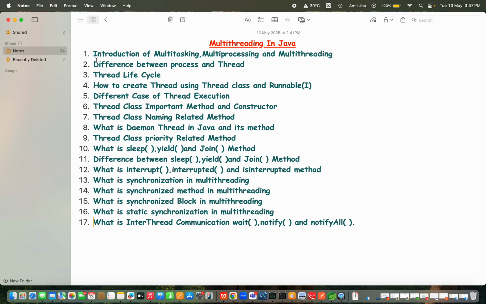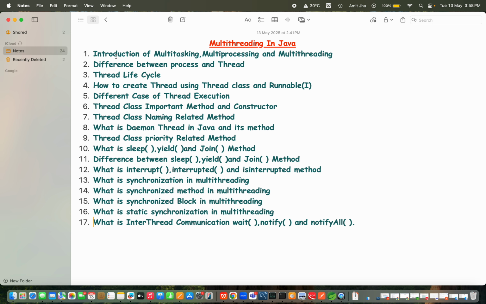multi-threading, right? So guys, you can see here: introduction of multitasking, multiprocessing and multi-threading. Before starting multi-threading, you should be aware of what is multitasking and what is multiprocessing, then we will understand what is multi-threading. That is the first topic I am going to discuss in this video, guys. First, I will discuss the complete introduction of multitasking, multiprocessing and multi-threading.